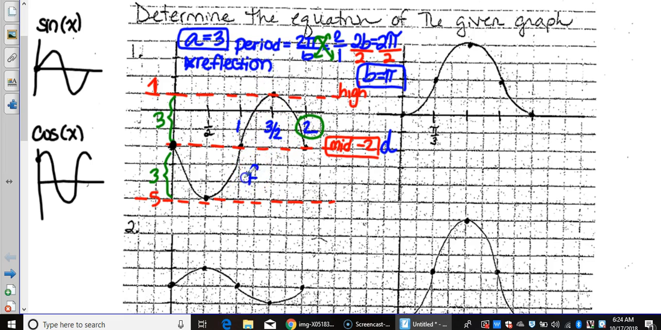So to put together our final equation, it's going to be f of x equals negative a. So negative 3 sine of, we found b to be pi, so pi x minus 2. And we're done.